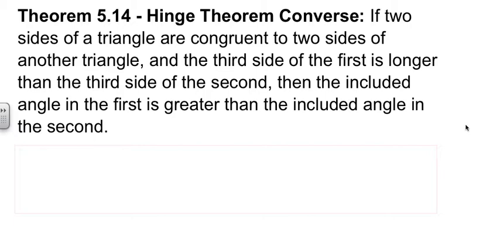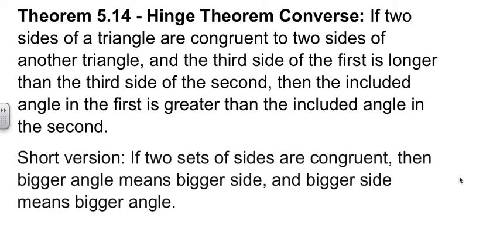And the converse also works. If two sides are congruent to two sides, and your third side is longer in one triangle than it is in the other, then your included angle is bigger in the one that had the bigger side. So again, the short version: if you have two sets of congruent sides, so that you're comparing two triangles that are of the same size for part of it, at least, then the bigger angle gives you the bigger side, gives you the bigger angle.